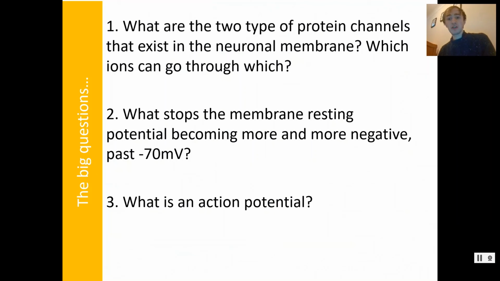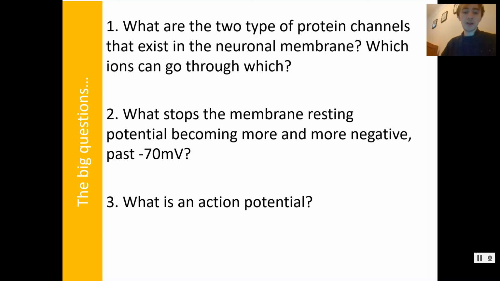So, the two types of protein channels are leak and voltage gated. Potassium ions can go through the leak channels, but sodium ions cannot. Sodium ions can only go through voltage gated. Potassium ions can also go through voltage gated.